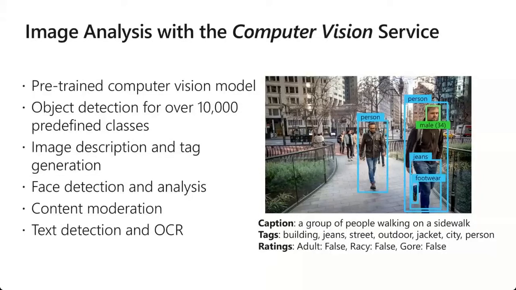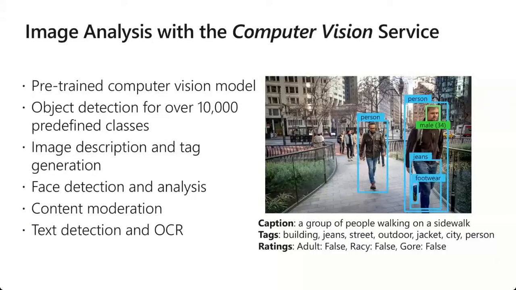The algorithm can also detect and analyze human faces, including gender identification, and can estimate ages. It can moderate content by identifying images that contain adult, racy, or gore content. And last but not least, there is OCR, so it can detect and extract text in an image.